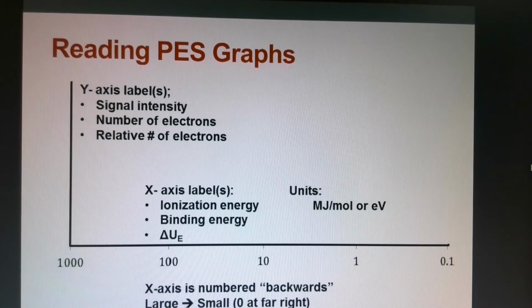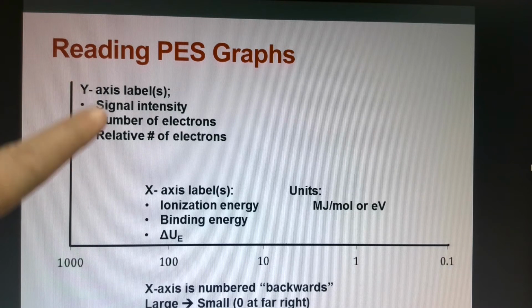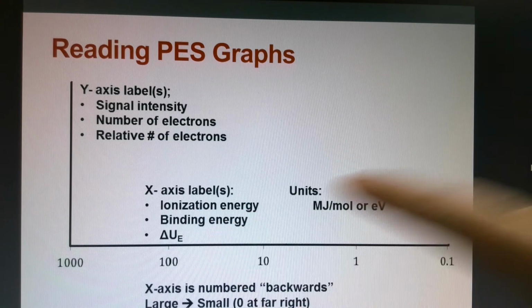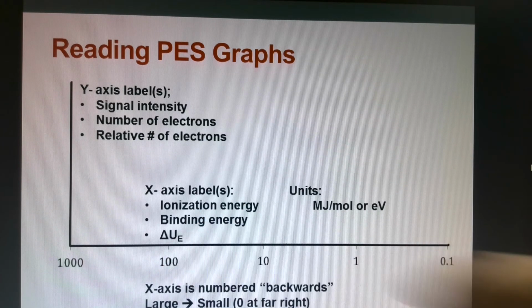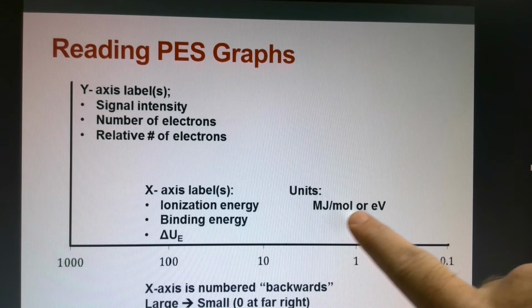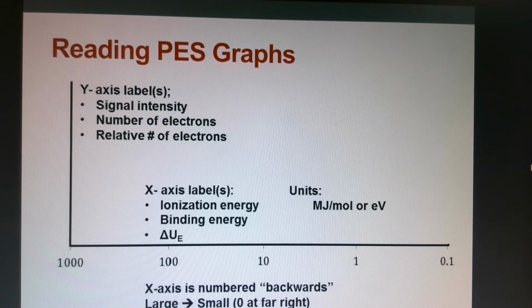So from this we can get graphs, and this is the big part of the way we use it in AP Chemistry: reading these graphs. You'll be given a graph that looks something like this. The y-axis will be something having to do with electrons: number of electrons, relative number of electrons, or the signal intensity. The x-axis will be something to do with energy: ionization energy, binding energy, or it'll have this little symbol. And the units here will be megajoules per mole, or electron volts.